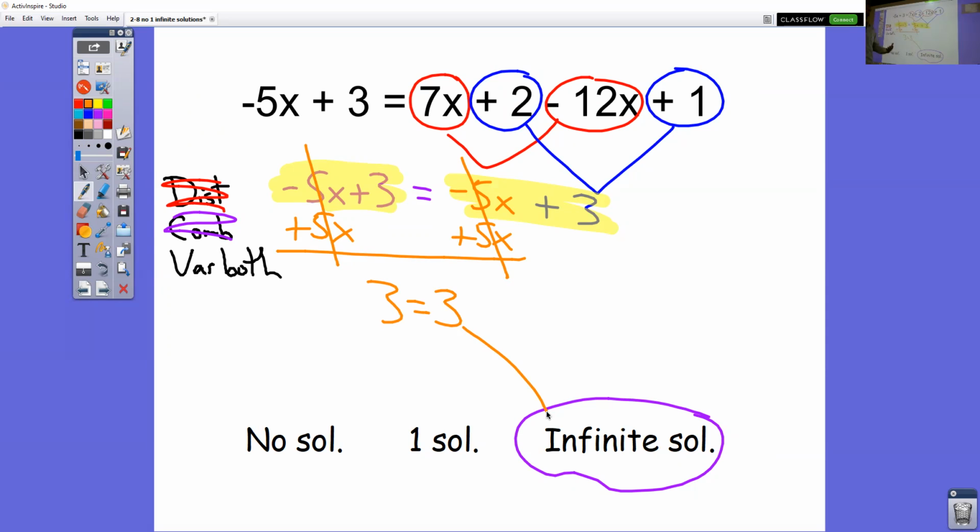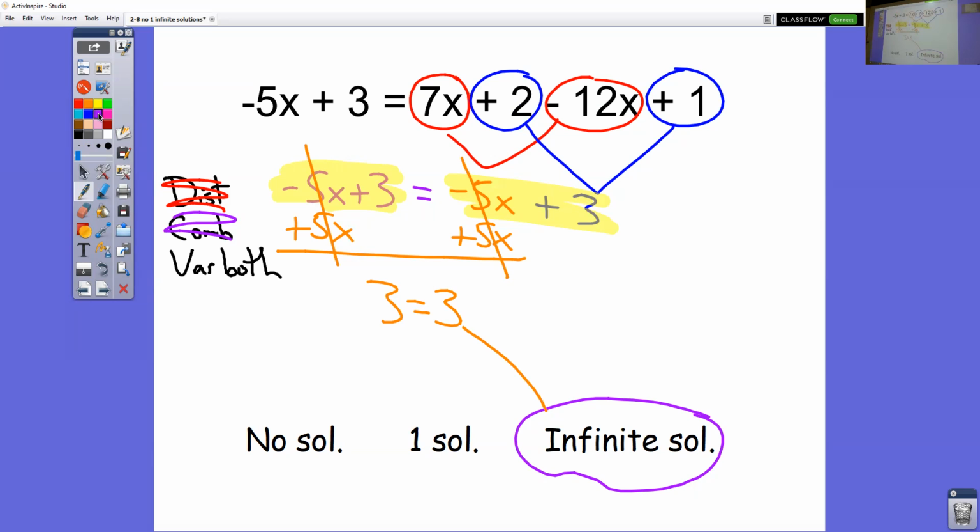Well, what does infinite solutions really mean? Well, that means every single number is an answer to this problem. Any number that you would pick to do a check and sub in to here would check because essentially both sides of the equal sign are the same exact thing. And we showed that after we combined our like terms. We had negative 5x plus 3 and negative 5x plus 3.